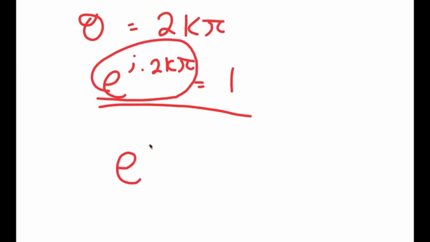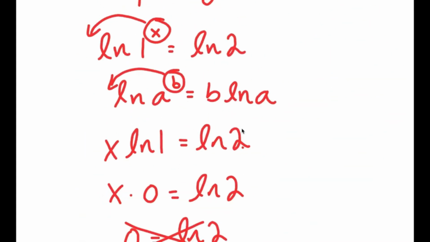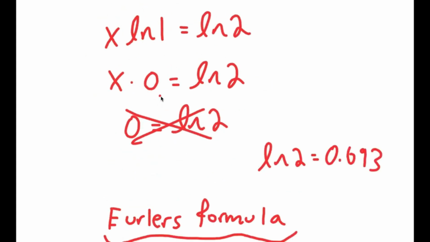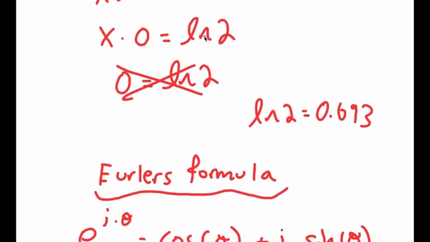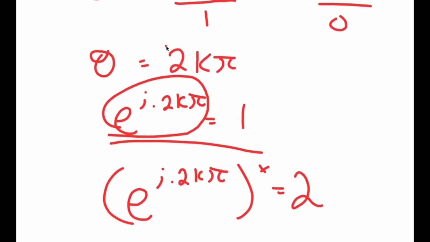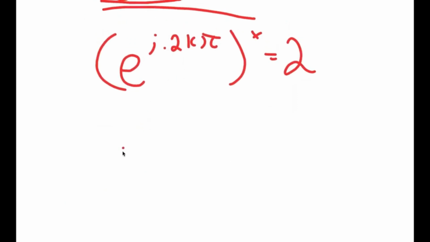So we can say that e to the power of i times 2k pi to the power of x is equal to 2. All I did was substitute in that for 1. Now, if we solve for this, we should get our variable x. So what I'm going to do is I'm going to do the same thing I did the first time. I'm going to take the ln, or natural log, on both sides.